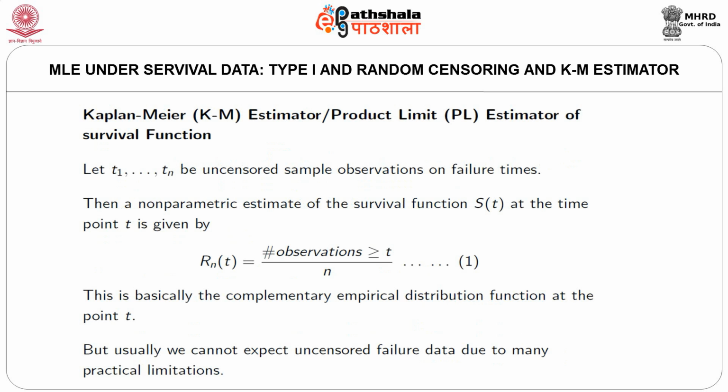Kaplan-Meier estimator or product limit estimator of the survival function. Let small t1, small t2, ..., small tn be uncensored sample observations on failure times. Then a nonparametric estimate of the survival or reliability function capital R(t) at the time point t will be given by Rn(t) hat equal to the number of observations, that is the number of Ti's greater than or equal to small t, divided by n. Let us denote this expression by number 1. Now this is basically the complement of the empirical distribution function at the point small t.